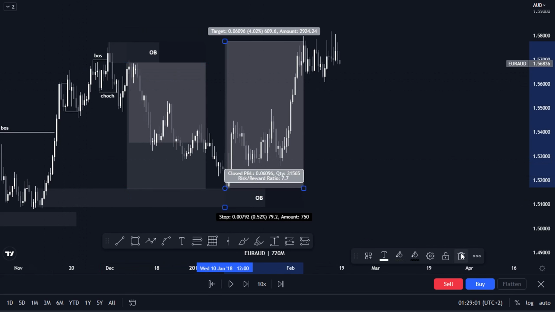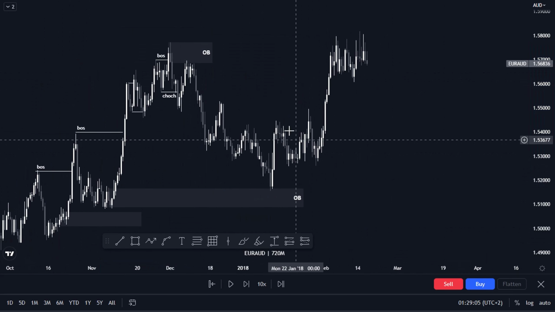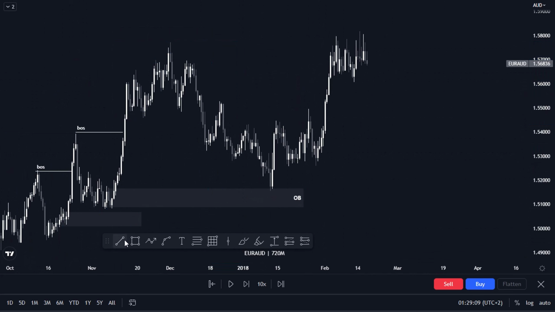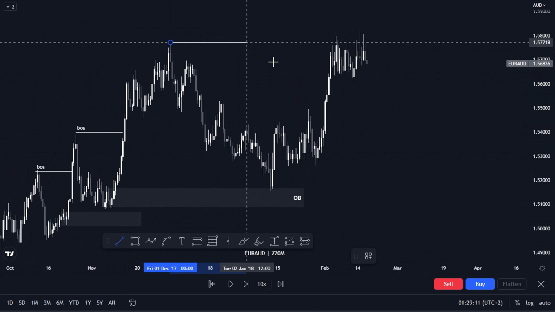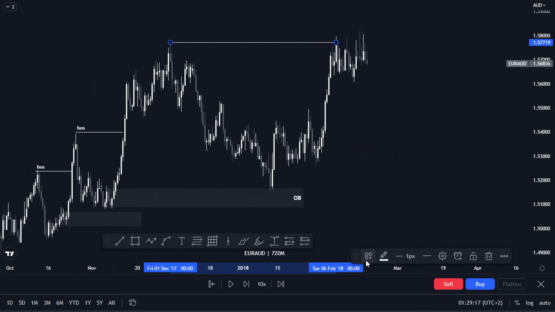Okay, so moving on, let's maybe find another example. Okay, so now we can see that here price formulated another break of structure here, so top break of structure.